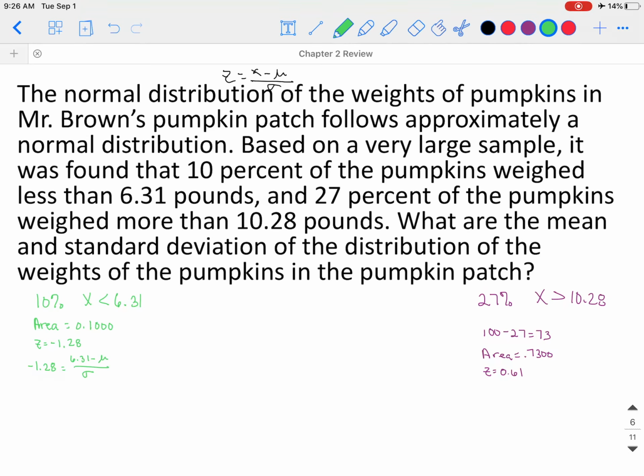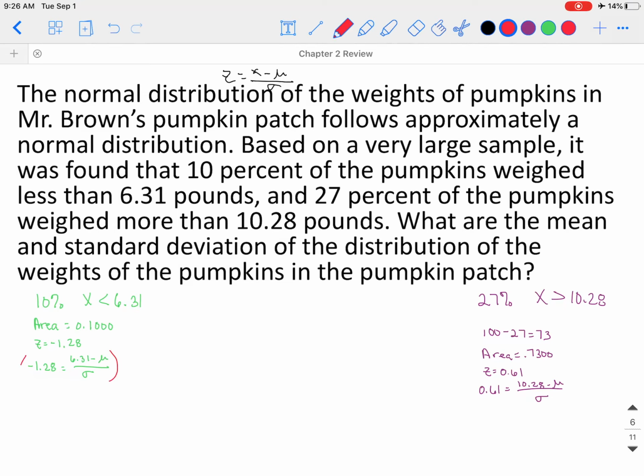We know our z value is negative 1.28. We know our x value, but we don't know our mu or our sigma. Over here, we know our z value. We know our x value. But again, we don't know mu or sigma. For both sides, we need to try to get one of the variables by itself.